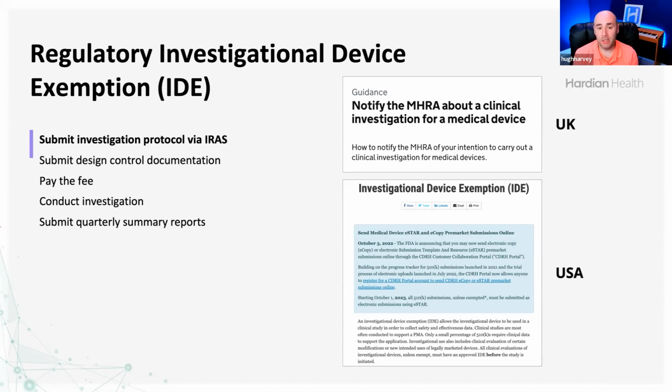In the USA, you will also need to do this through the FDA IDE process as well. Once you are approved, you can then conduct your investigation. You will need to register your clinical investigation protocol on an appropriate registry. Gov.uk has one, and then there is clinicaltrials.gov as well that you'll need to register on. And once you're registered, you will also need to submit quarterly summary reports. And there is now a new mandate for AI-driven devices that you must publish your results.